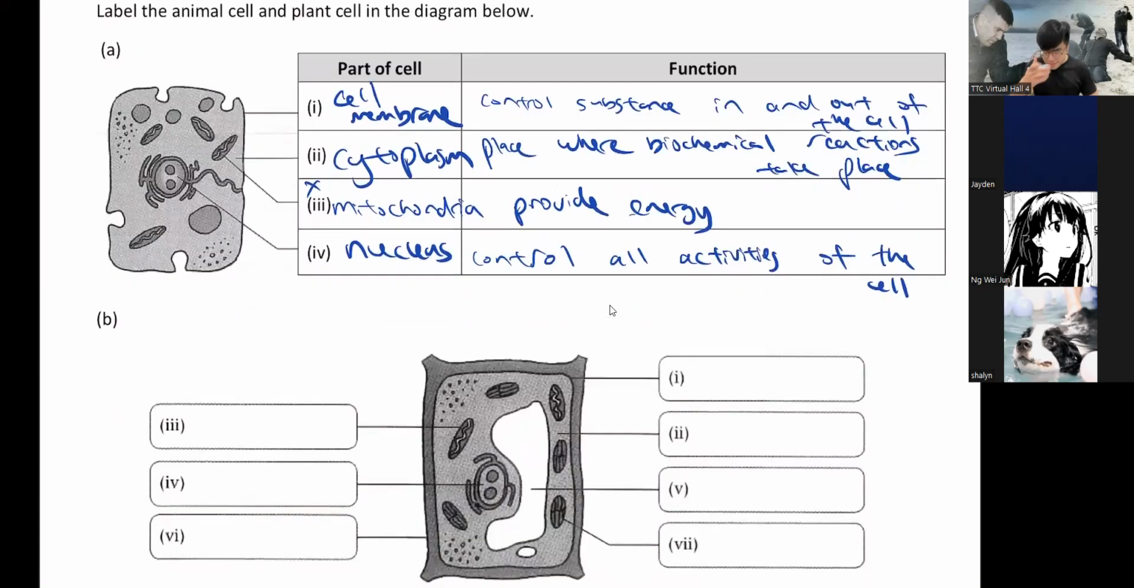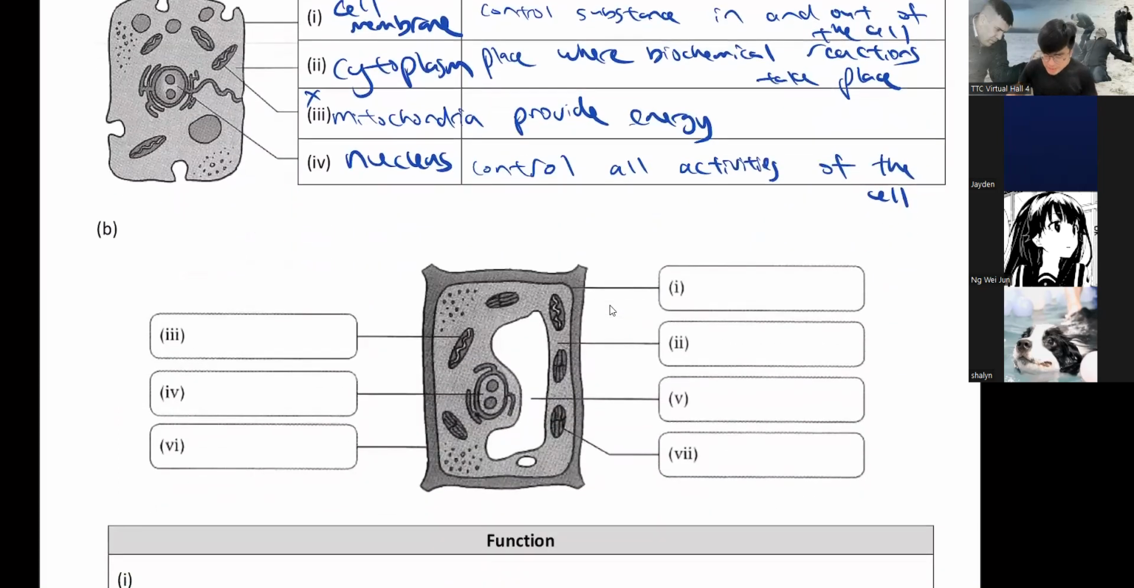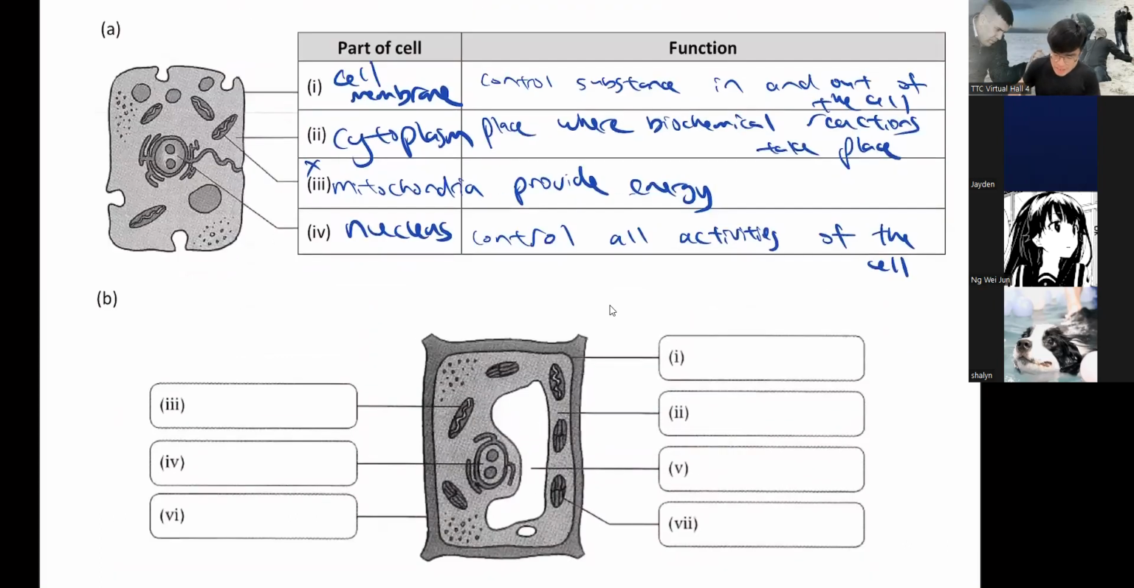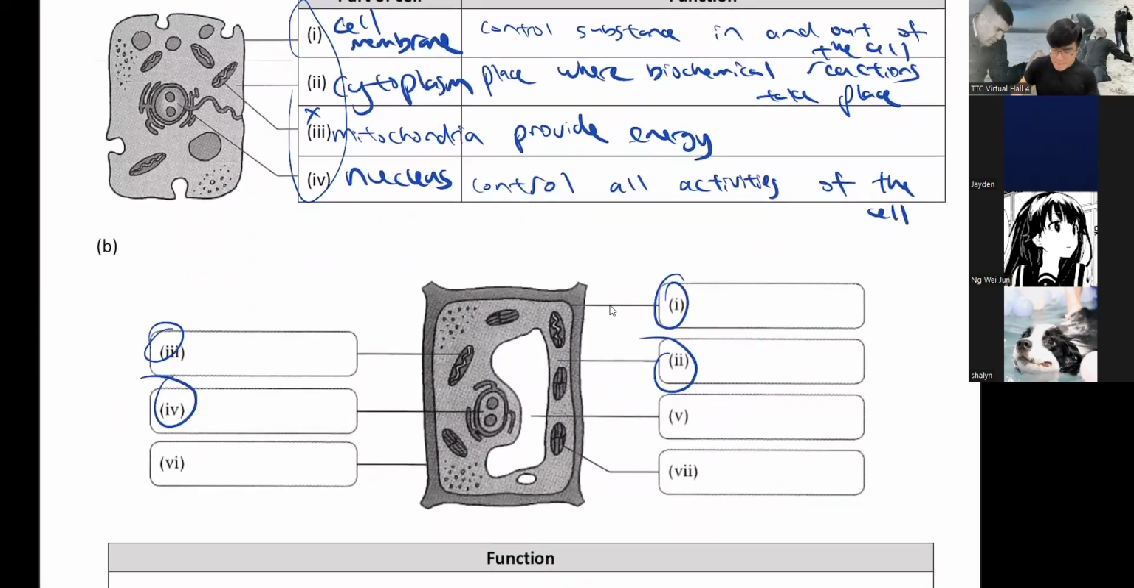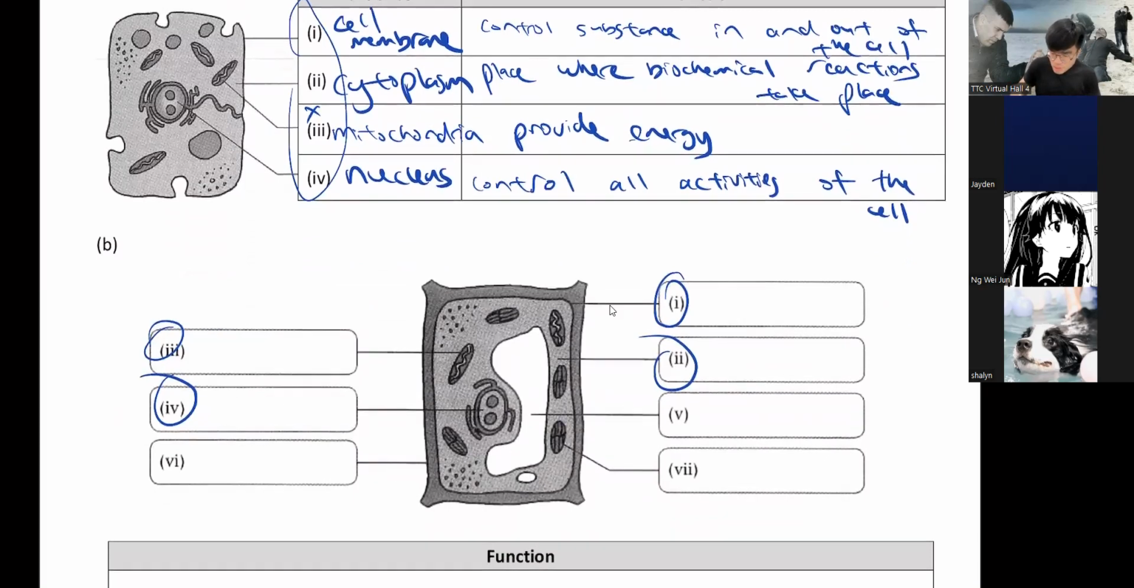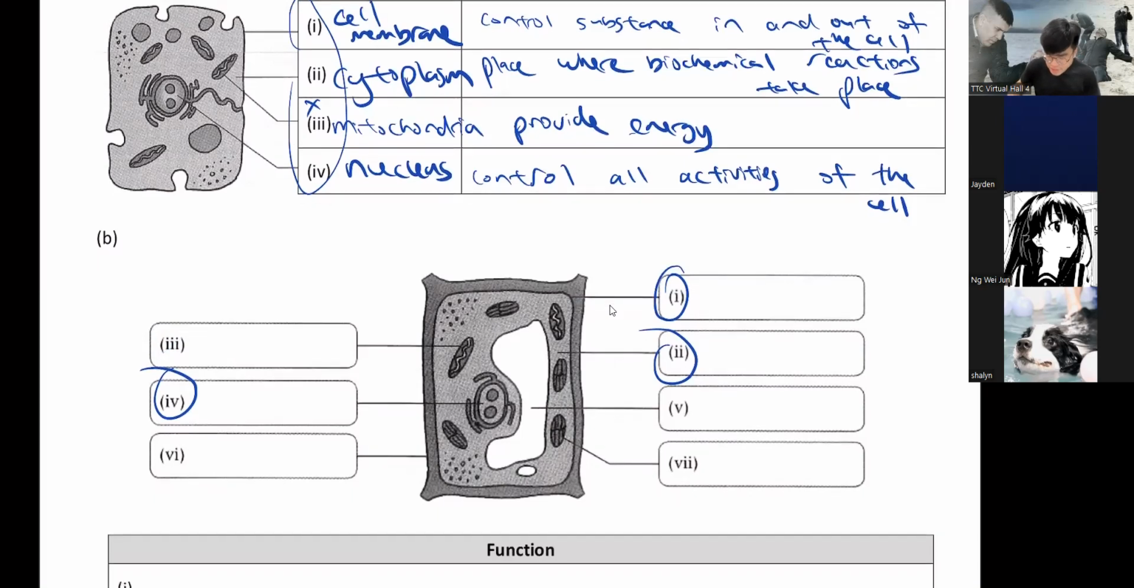So next B, this is your plant cell. A plant cell is more complicated. Plant cell has the same things. So this 1, 2, 3, 4, right? You can write back these four. 1 is cell membrane. 2 is cytoplasm. Oh wait, sorry, 3 is not this. 4 is nucleus. Yeah, write it here.